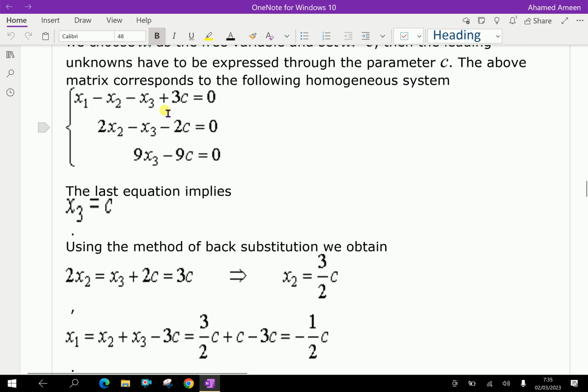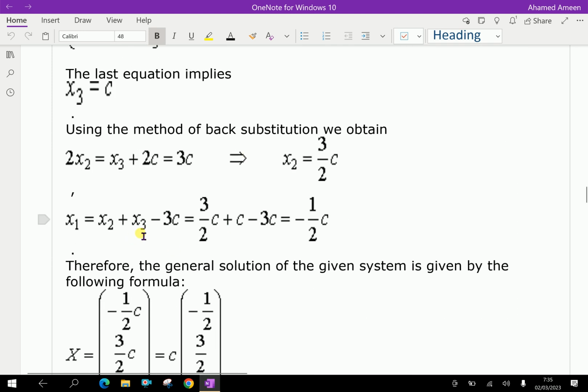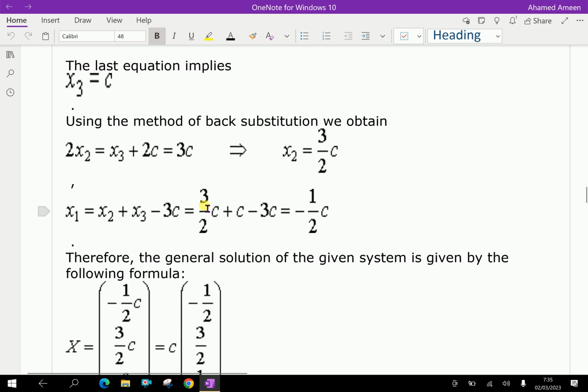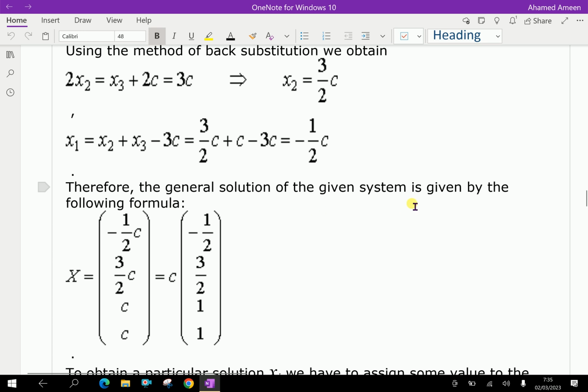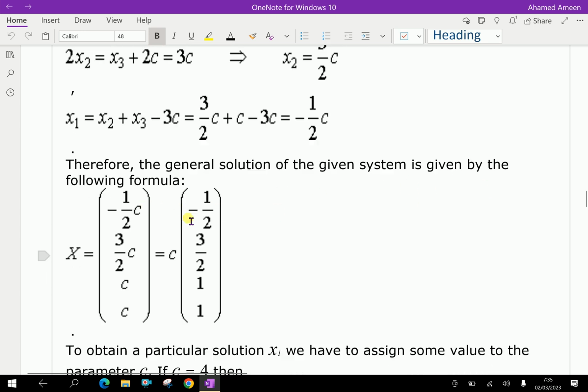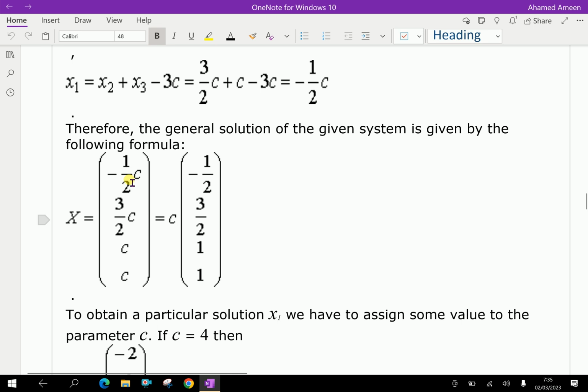Now further back substitution: x1 equals minus x2 plus x3 minus 3c. Substituting 3 by 2 c for x2, then x3 equal to c and minus 3c, it becomes minus half c. So we got x1, x2, x3 in terms of c. Therefore the general solution of the given system is: x1 is minus half c, x2 is 3 by 2 c, x3 is c, x4 is c. Taking c common, we get the column vector minus half, 3 by 2, 1 and 1.